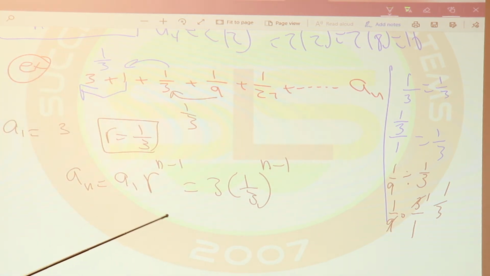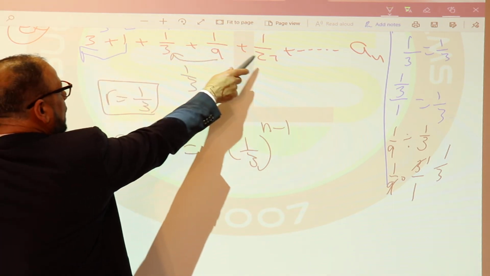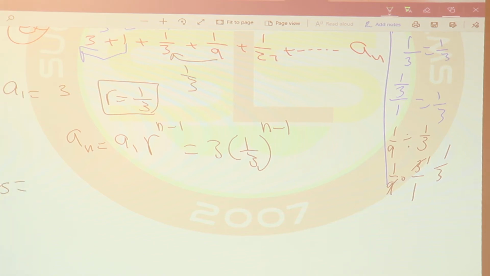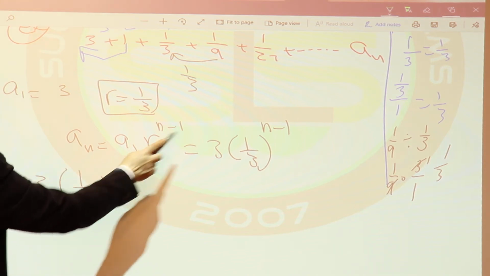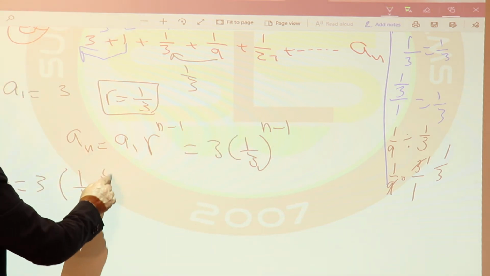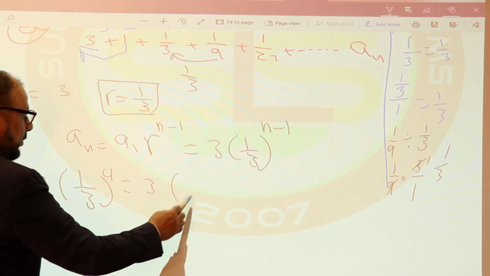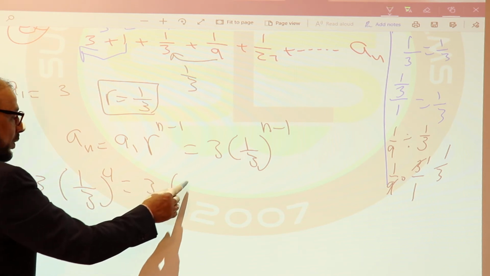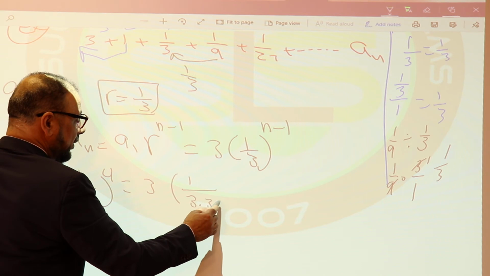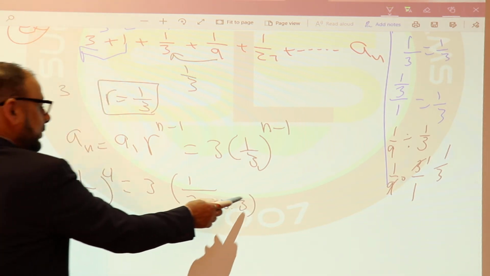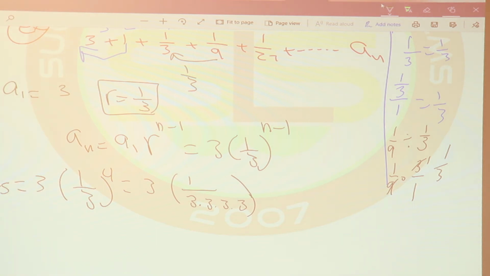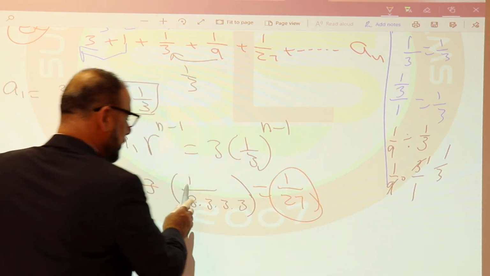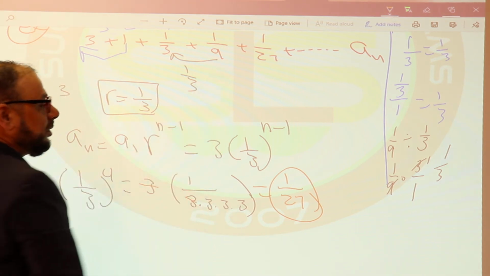Now, let us finish this problem and see if we can find this, 1, 2, 3, 4, 5. Let us see if that's true. A fifth is 3 times 1/3 to the power 5 minus 1, which is 4. So 3 times 1/3 to the 4th, 1 over how many threes? 1, 2, 3, 4 threes, right? And if you cancel the 3 with the 3, we'll have 1 over 27. Why? 3 times 3 is 9, times 3 is 27, which is that term.